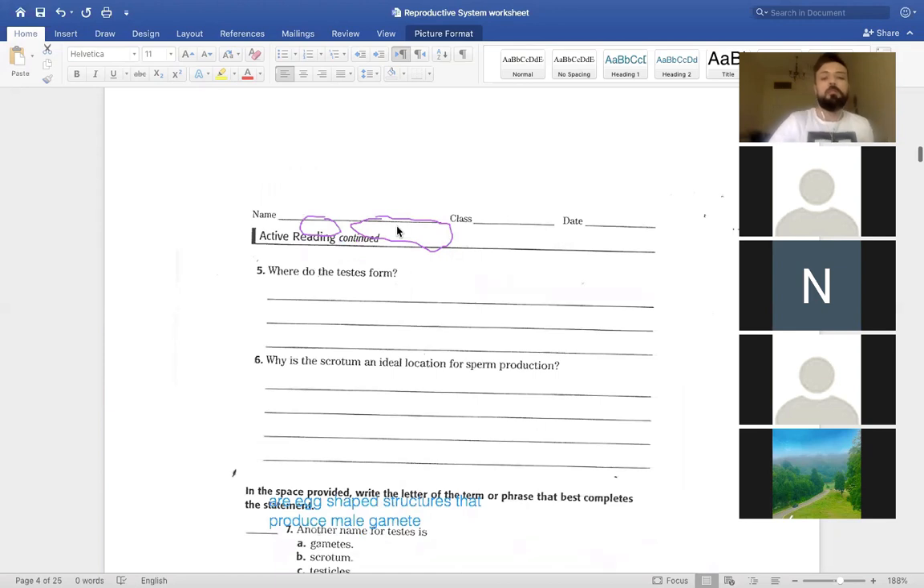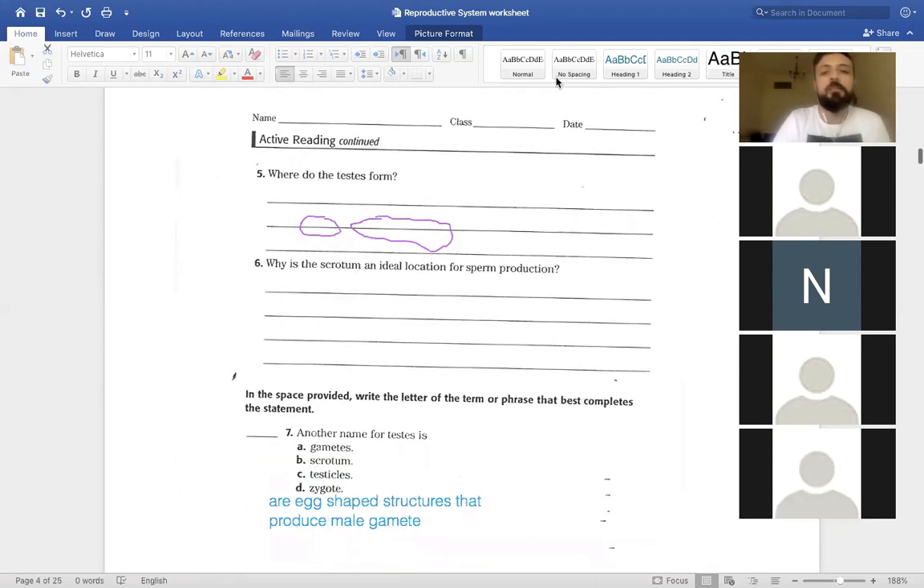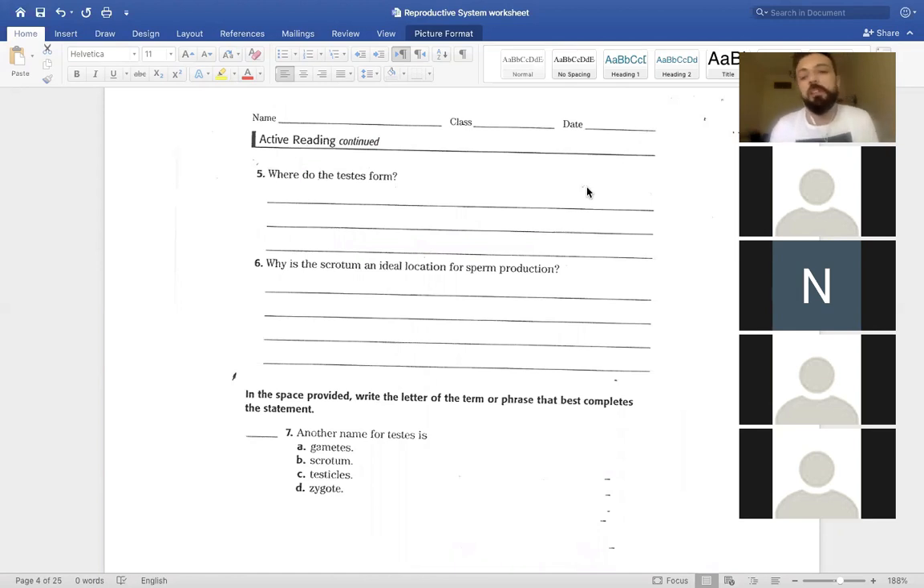Okay, number 5. Where do testes form? The abdominal cavity. Very good. They are formed in the abdominal cavity. Then they move outside to the scrotum. Very good. To outside the body.